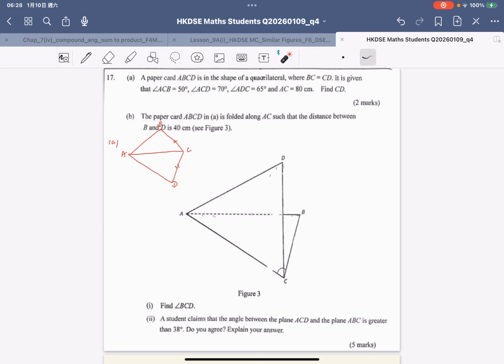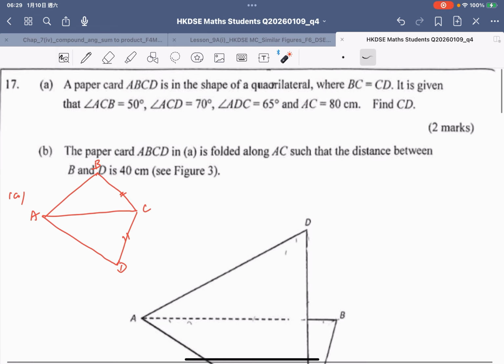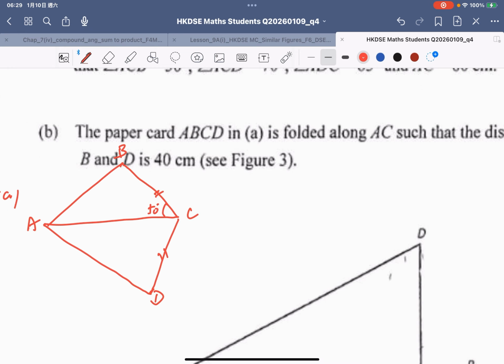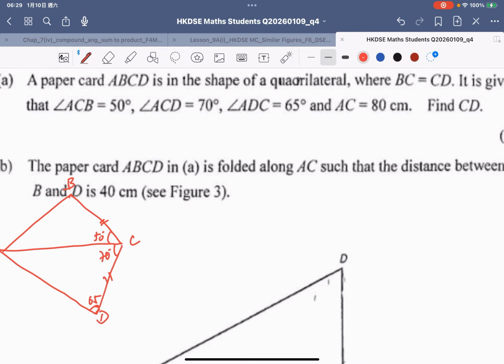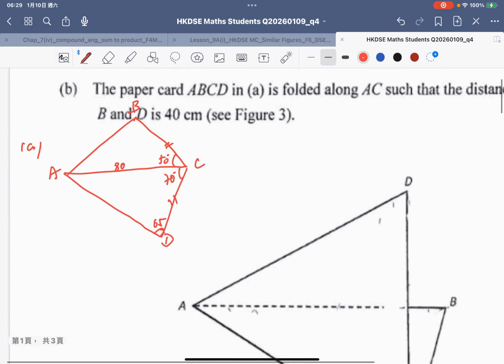In the paper card ABCD in the shape of a quadrilateral, BC equals CD, that is two sides equal, and angle ACD equals 50 degrees. This is 50. Okay, I enlarge, and this is 70, and also this is 65, and this is 80 cm. Then we have to find the length of CD. That is an easy job.